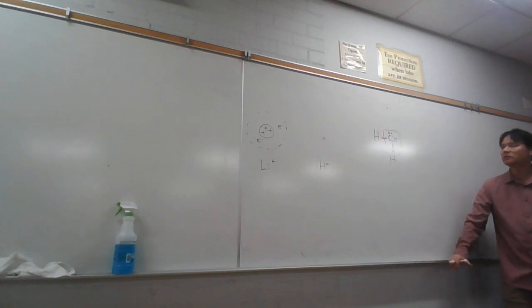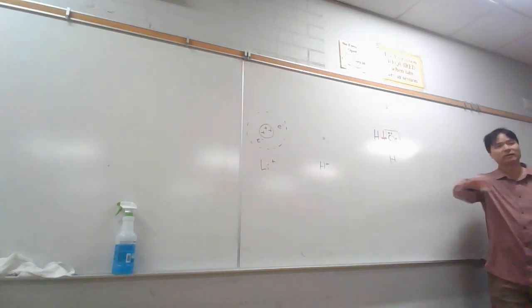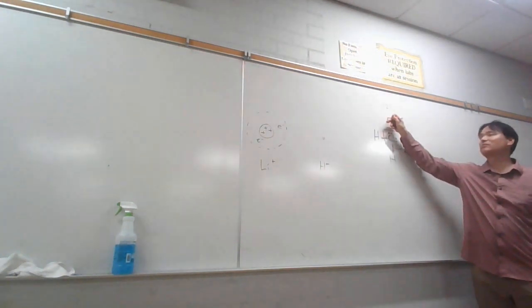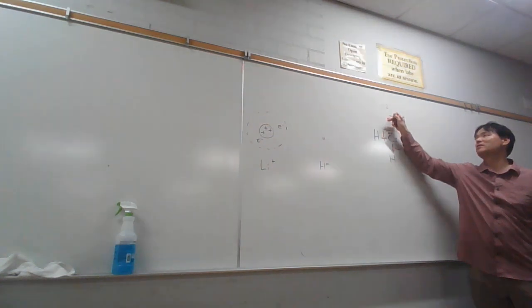Now how many dots does oxygen end up with? 6. How many is it supposed to have? So it broke even. In other words, there's a balance of positive and negative charge, which means its formal charge is 0. So the formal charge is 0.